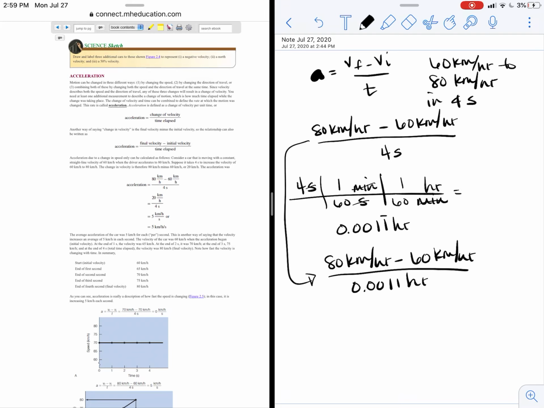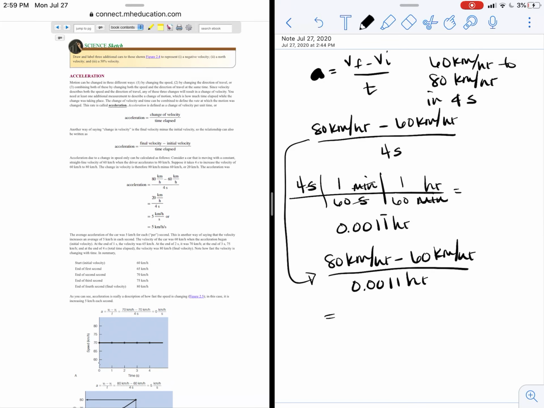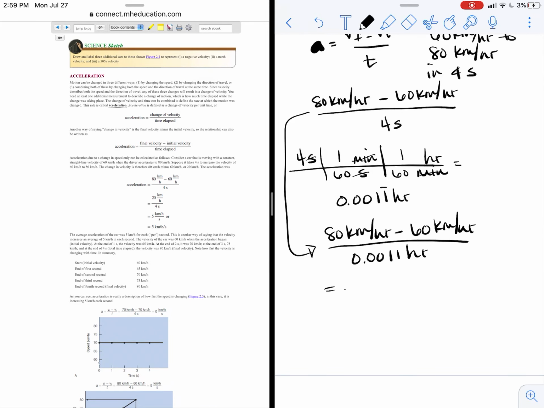What happens is I can take 80 minus 60 divided by this 0.0011, and I get this really big number. I get 18,181 kilometers per hour squared. So that's kind of what it's going to do whenever we get to another example here.